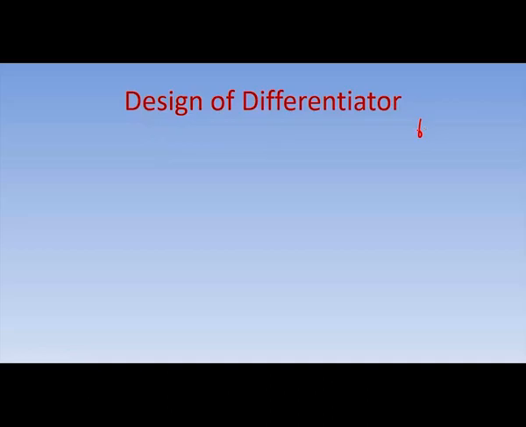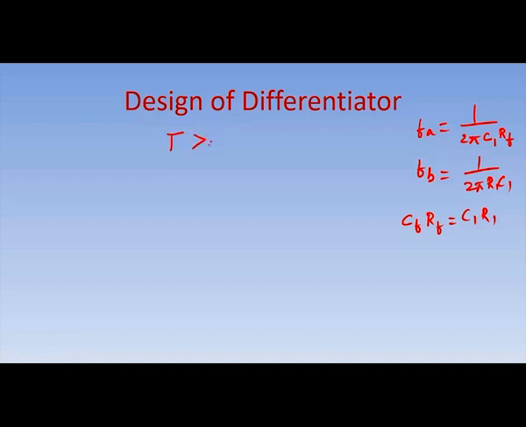So initially we have calculated FA. FA is actually 1 by 2 pi, with the ideal differentiator we have calculated, so it is C1 RF, and FB we have calculated as 1 by 2 pi R1 C1, and we have assumed that CF RF is equal to C1 R1. So these are the three formulas you have to know for designing the differentiator, and the time period for the input signal must be greater than or equal to C1 RF.